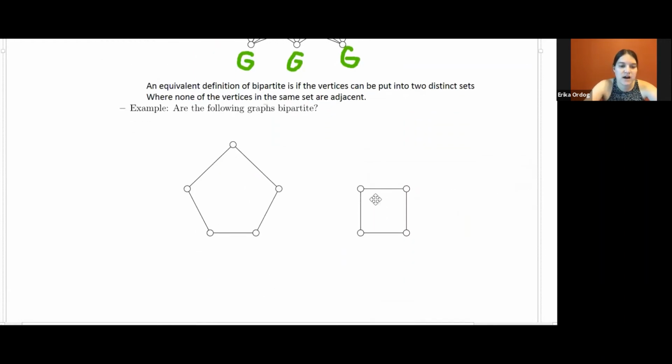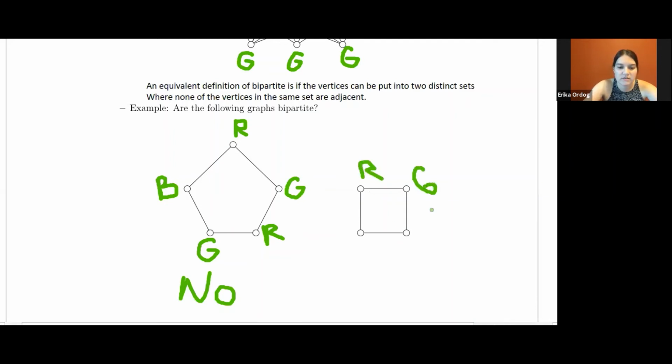Okay, so are these two graphs bipartite? Why don't you pause and try to figure it out? Okay, let's talk about it. If they're bipartite, we can find a two coloring. So let's label this vertex red, and this one has to be green. This one can be red again. This one's green. Okay, and now we've run into a problem because this vertex is adjacent to both of these, but this vertex is red and this one is green, so this has to be blue. So there's no two coloring. So it's not bipartite.